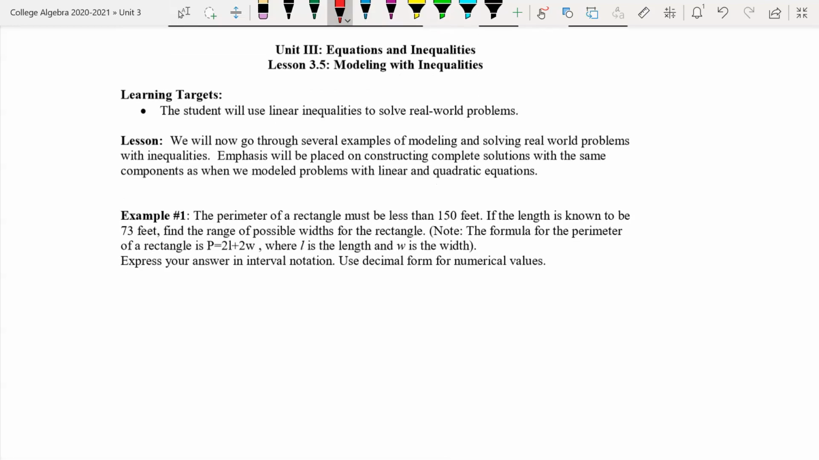So I know it has to be less than 150 feet. But I know it also has to be greater than 0, right? Because you can't have a length or perimeter of 0. Okay. I know the length is 73 feet. I know the equation is 2L plus 2W. So I'm going to say 2L plus 2W in the middle, because that's what I want my perimeter to be. I want it to be greater than 0, but less than 150.